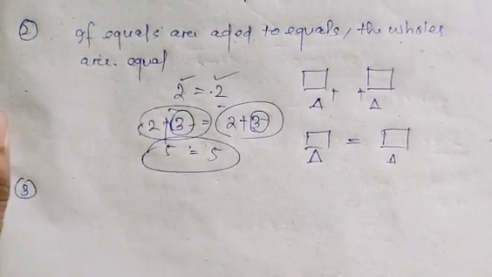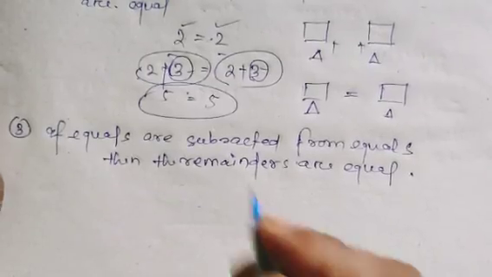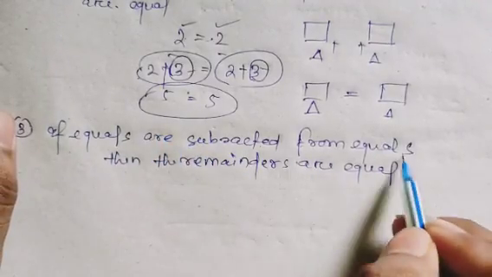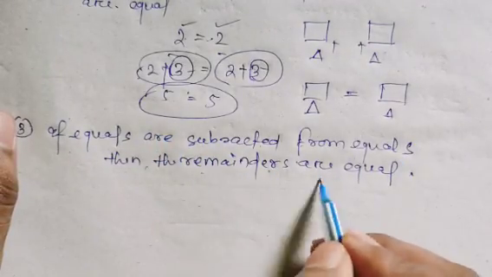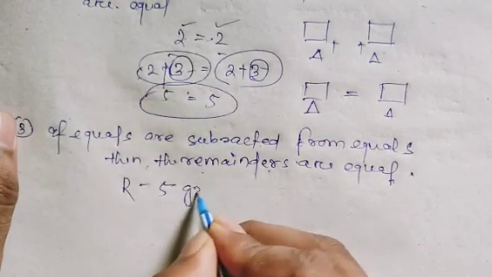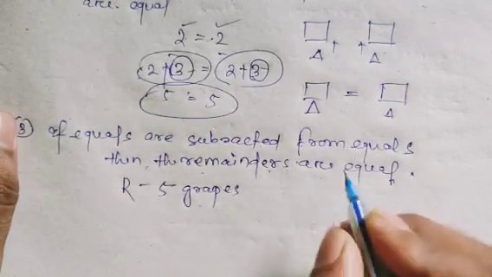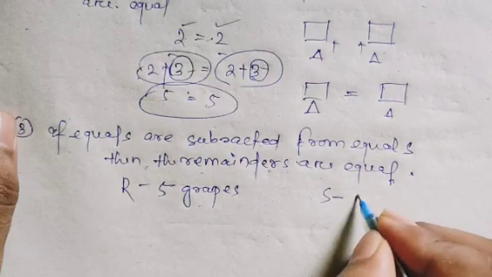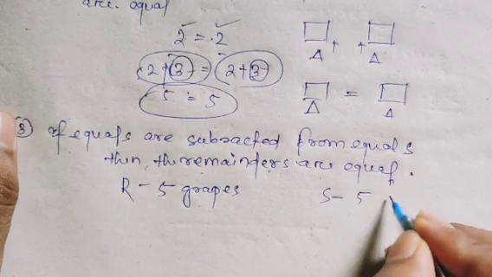Let's go to axiom number 3. So the third axiom is if equals are subtracted from equals, then the remainders are equal. Let Rama have 5 grapes and Sita have 5 oranges.